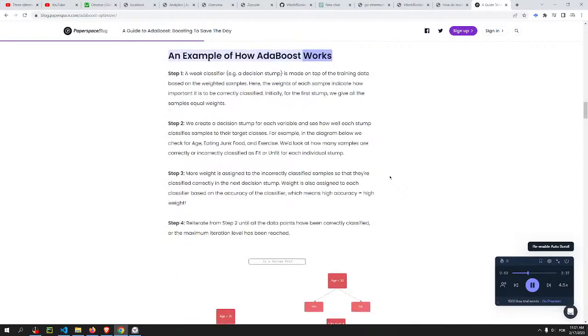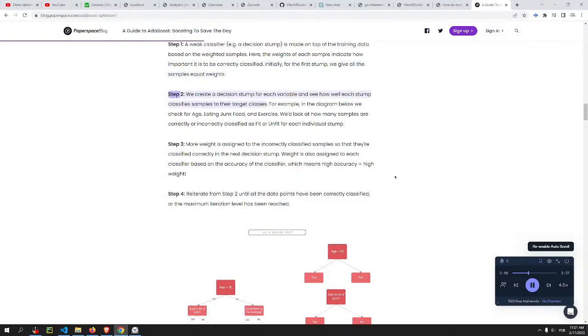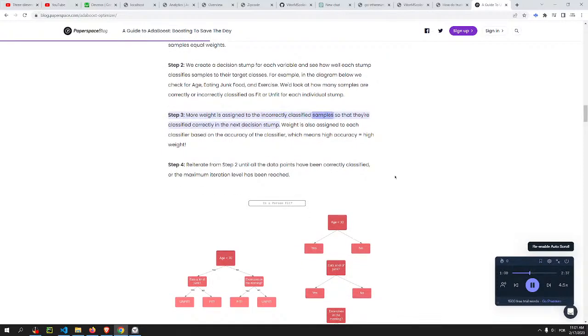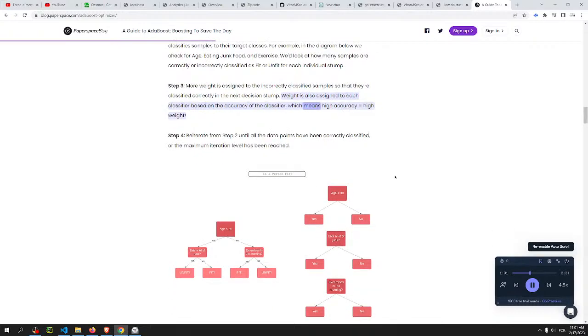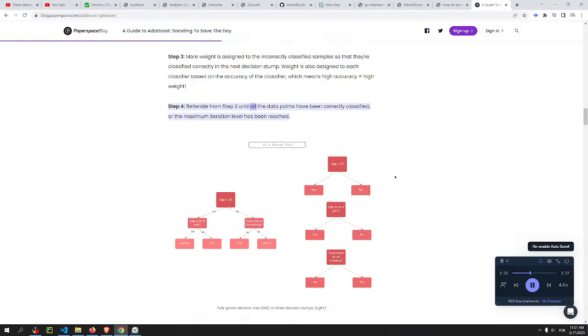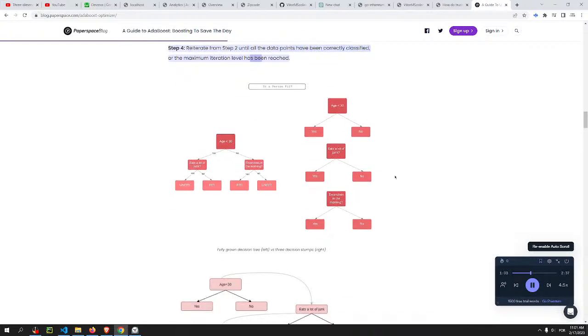An example of how AdaBoost works. Step 1, a weak classifier, e.g. a decision stump, is made on top of the training data based on the weighted samples. Here, the weights of each sample indicate how important it is to be correctly classified. Initially, for the first stump, we give all the samples equal weights. Step 2, we create a decision stump for each variable and see how well each stump classifies samples to their target class. For example, in the diagram below we check for age, eating junk food, and exercise. We look at how many samples are correctly or incorrectly classified as fit or unfit for each individual stump. Step 3, more weight is assigned to the incorrectly classified samples so that they're classified correctly in the next decision stump. Weight is also assigned to each classifier based on the accuracy of the classifier, which means high accuracy equals high weight. Step 4, reiterate from step 2 until all the data points have been correctly classified, or the maximum iteration level has been reached. Fully grown decision tree, left, vs. 3 decision stumps, right.